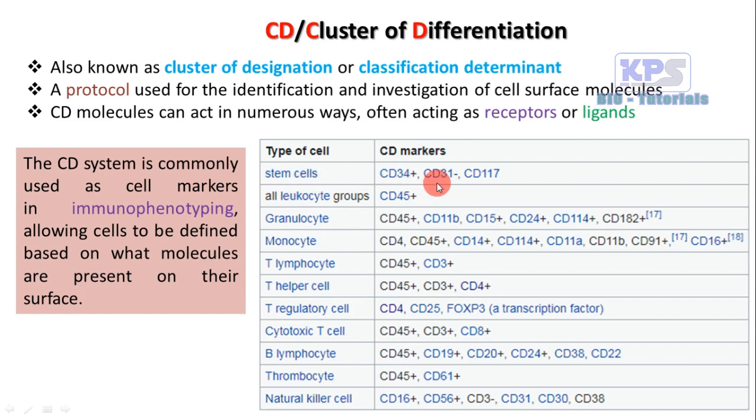Here you can see different types of cells and the different CD markers or molecules present at the cell surface of these cells. The stem cells consist of CD34 plus, CD31 minus, CD117. Here you can see in some regions it is said to be plus and otherwise it is denoted as minus. Plus means this particular cell possesses this marker, this molecule. Minus sign denotes that this particular molecule is absent on the membrane of this particular cell. Here the T lymphocyte possesses CD45 plus and CD3 plus. That means both CD45 and CD3 molecules are present on the membrane of T lymphocytes. So looking at the surface molecules, we can identify the particular cell types.